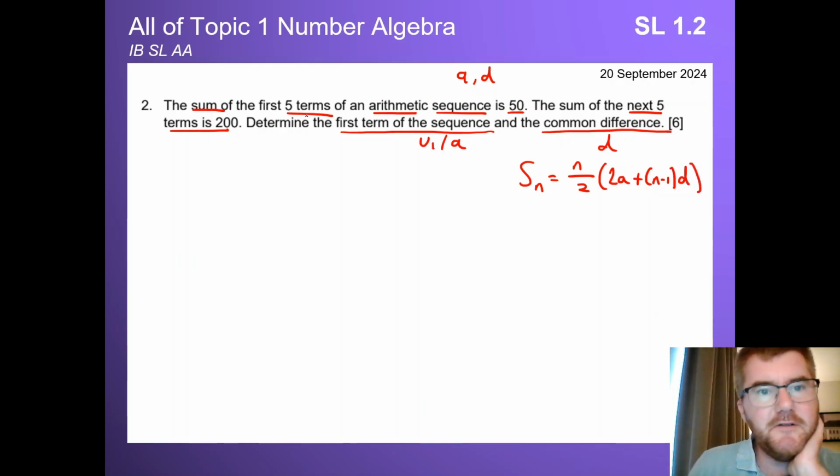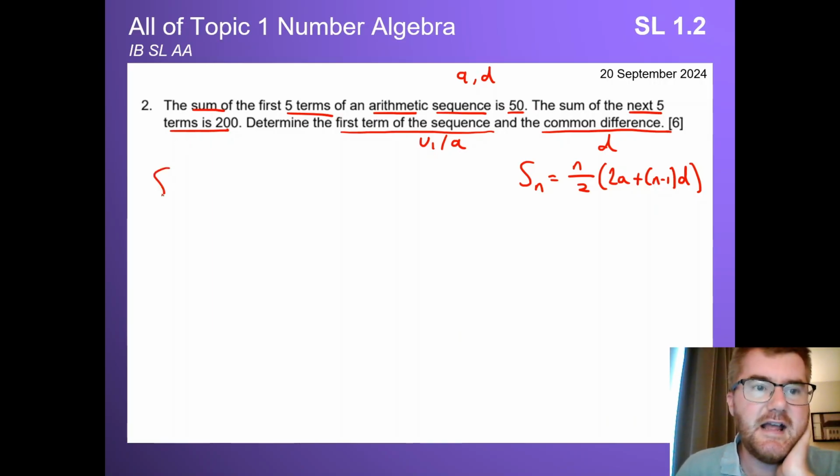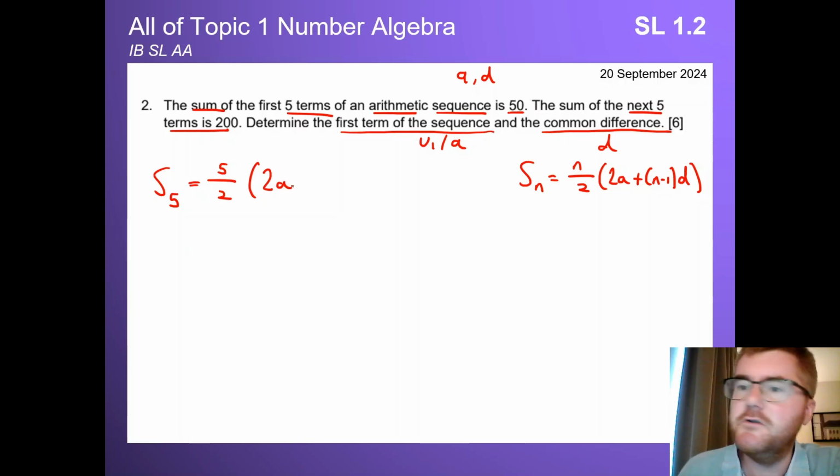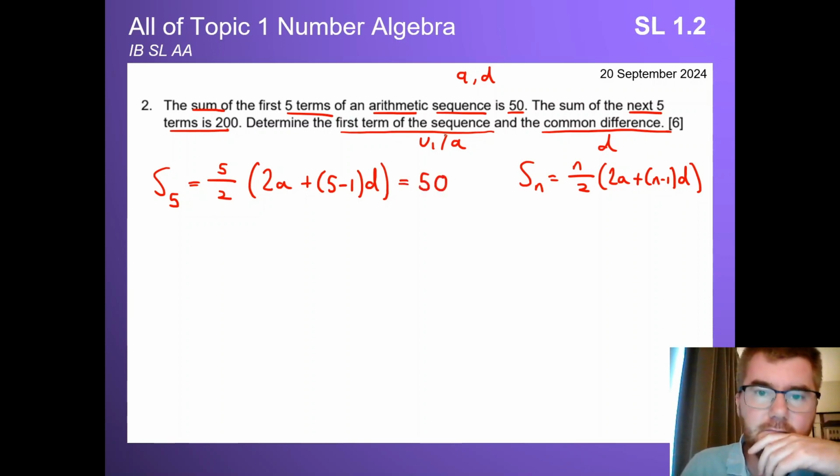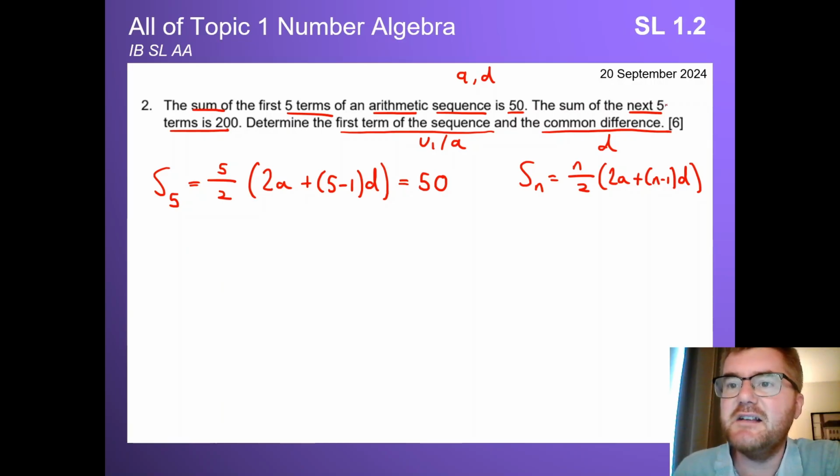Okay, so the sum of the first 5 terms is equal to 50. So that means S5, the first 5 terms, is 5 over 2, n is 5 here. We don't know what a is, but we do know what n is, so that is equal to 5, so 5 minus 1. I'm copying down the formula, putting in the values of n that I know, and we're told that this is equal to 50.